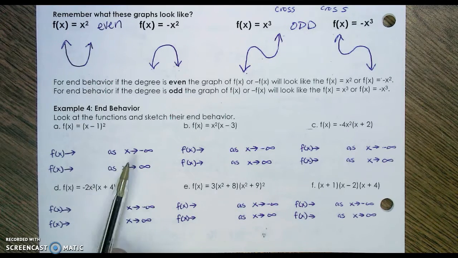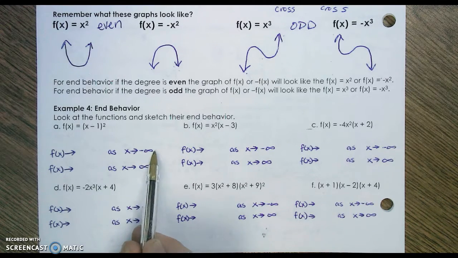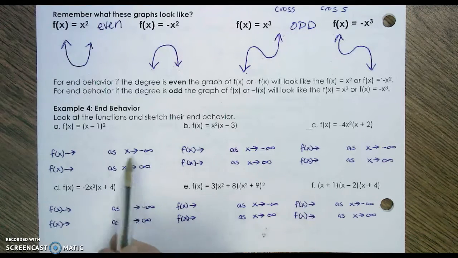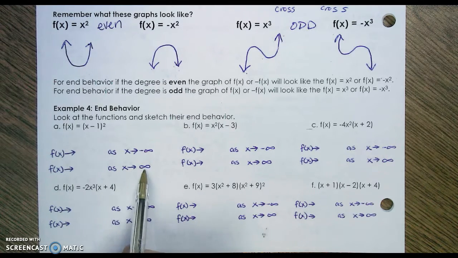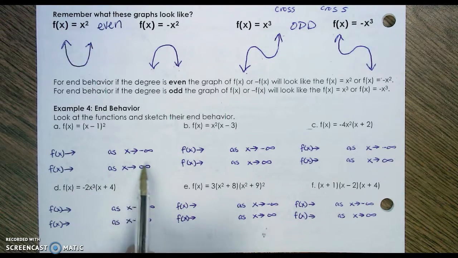So what we have here is x is approaching negative infinity. So that means the furthest left part of the graph, or how it ends on the left. Here, x is approaching positive infinity. So we're asking what is happening on the extreme right of the graph, so where that graph ends on the right. Now what we need to do is first look at the degree of the polynomial.